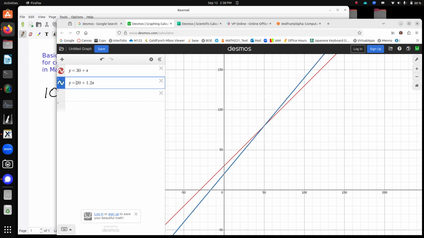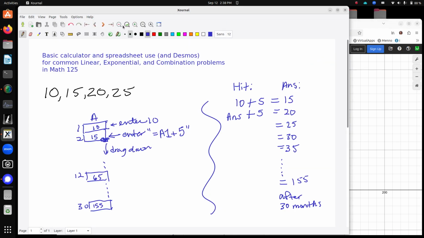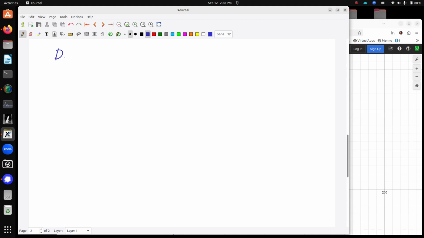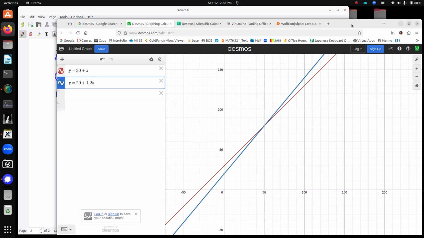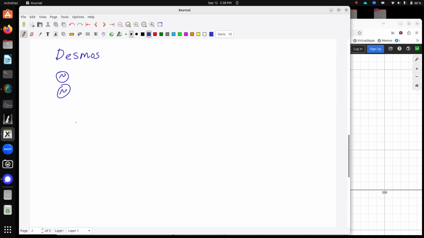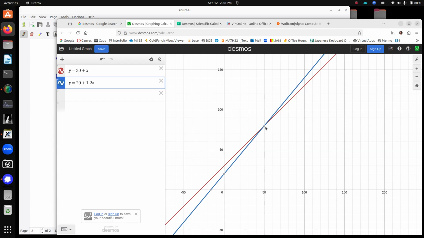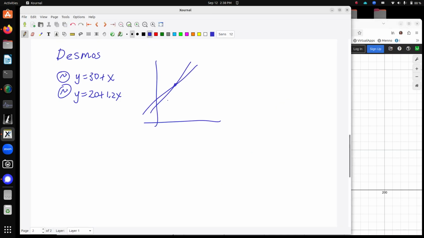Again, I don't remember if this was the exact problem we did yesterday, but if you're trying to show me that you are, you usually say y equals, but I guess you didn't have to. That's pretty cool. But if you're trying to show me that you just did this in Desmos, then the way you would do this is you'd say Desmos, and then if you put this little curly thing, I know that you typed in one of these formulas or expressions. So you can say something like y is equal to 30 plus x, y is equal to 20 plus 1.2x, and then you can say they cross over here at 50, 80.